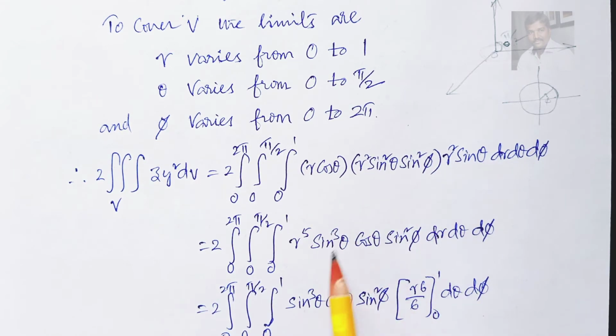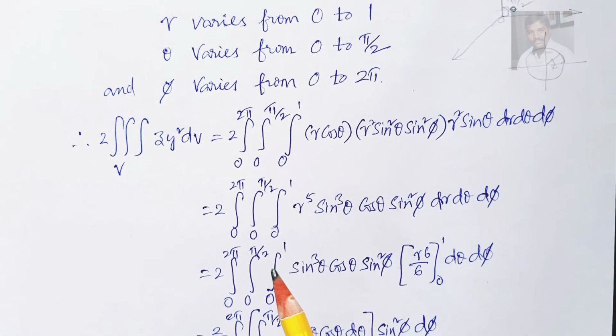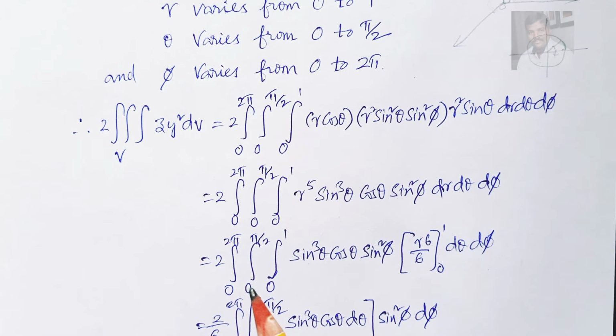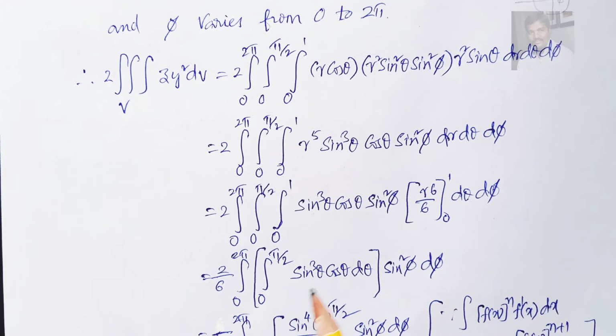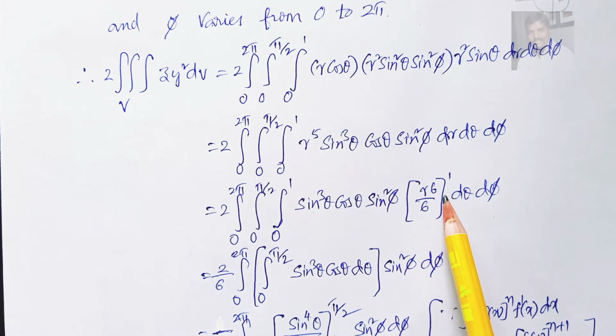Now r square times r square times r, that is r power 5, and sin square theta into sin theta gives sin cube theta, cos theta. Here we have sin square phi. Since all the limits are constant, we can do first with respect to r, next with respect to theta, and next with respect to phi. Order doesn't matter, since all the limits are constant. First I am doing the integration with respect to r.